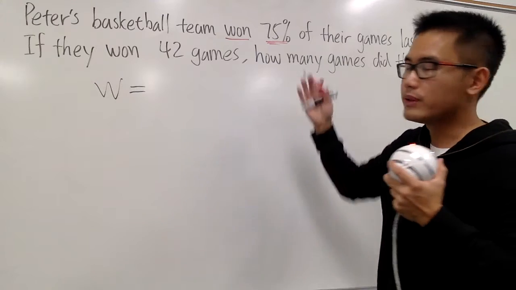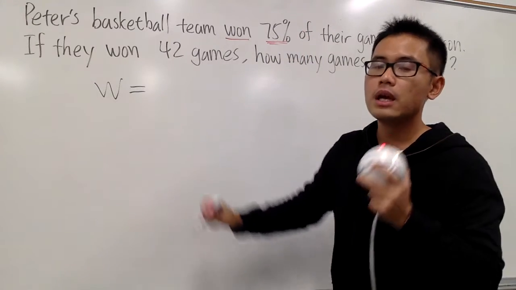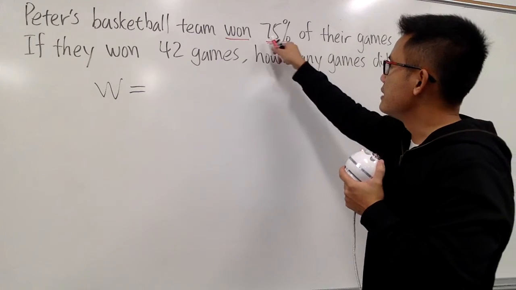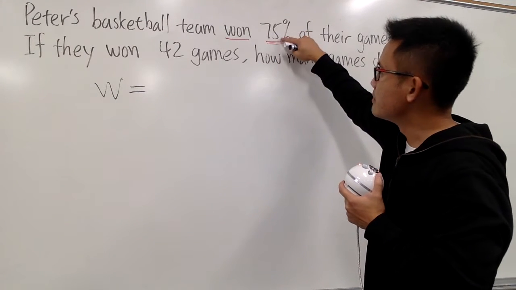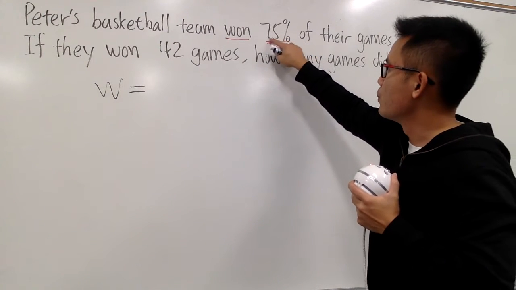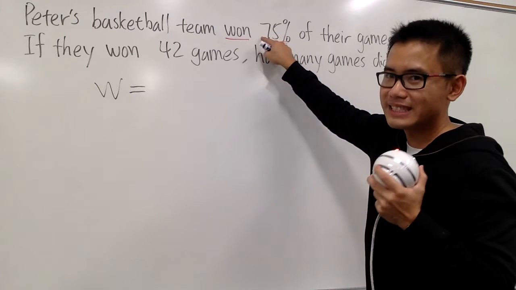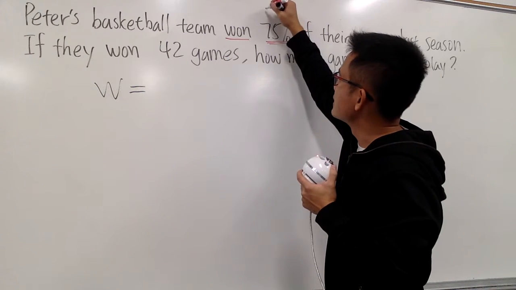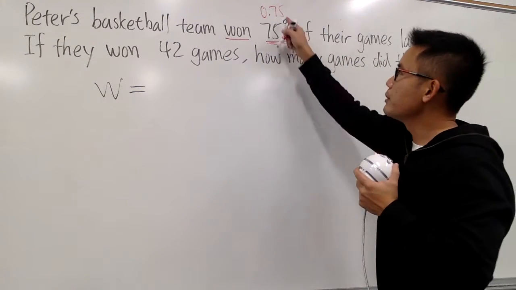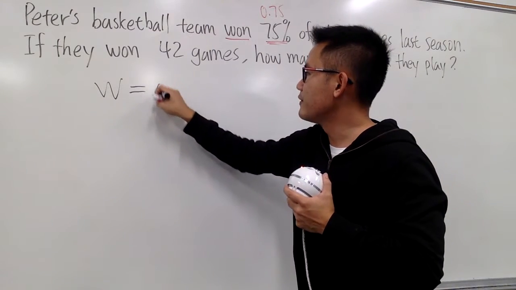Whenever you want to put a percent into an equation, be sure you change it into a decimal. This is 75 with a decimal point right here. Move the decimal point twice to the left, so you get 0.75, right? So I'm going to put down 0.75 right here.